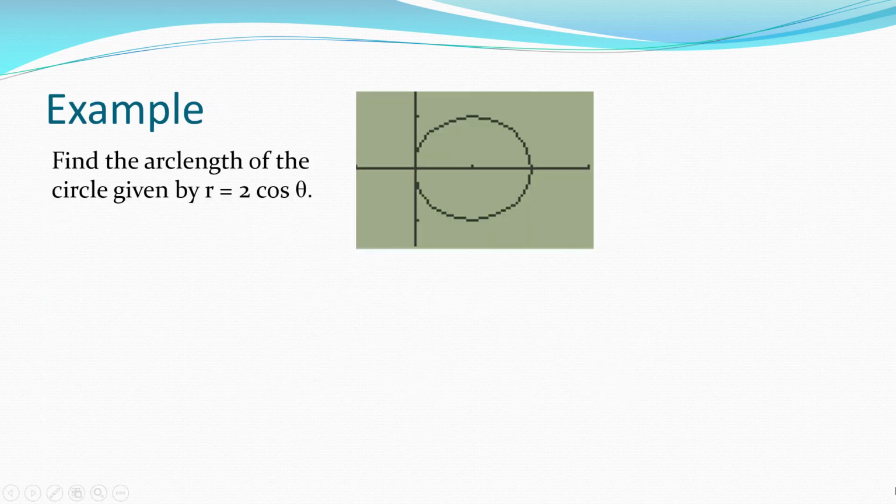Let's go ahead and find the arc length of a circle given by r equals 2 cosine of theta. I've provided the graph, and notice that the radius is 1, so the arc length is just a circumference, so the answer should be 2 pi when we're done. But you know that the circle, when centered at the origin, you need to go around from 0 to 2 pi to go through all of it. So you might think we have to integrate from 0 to 2 pi.